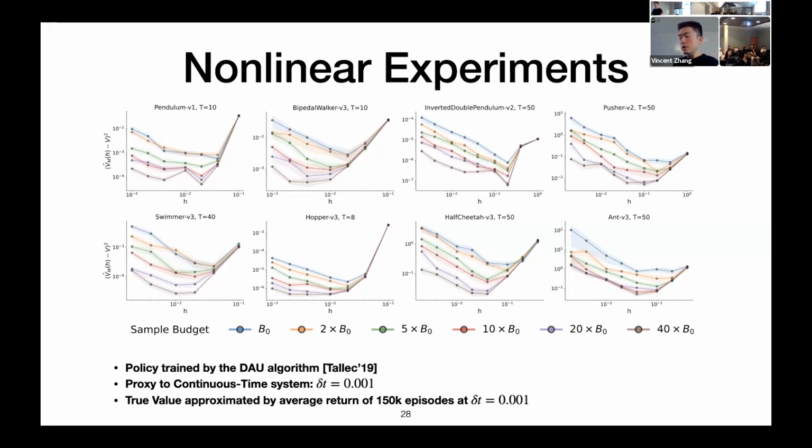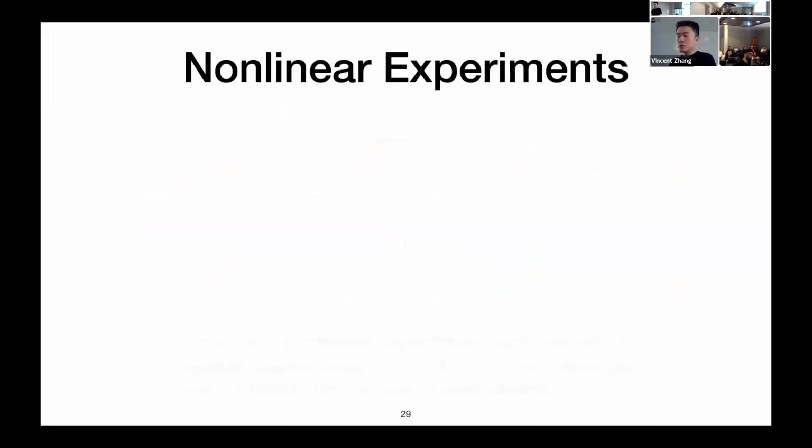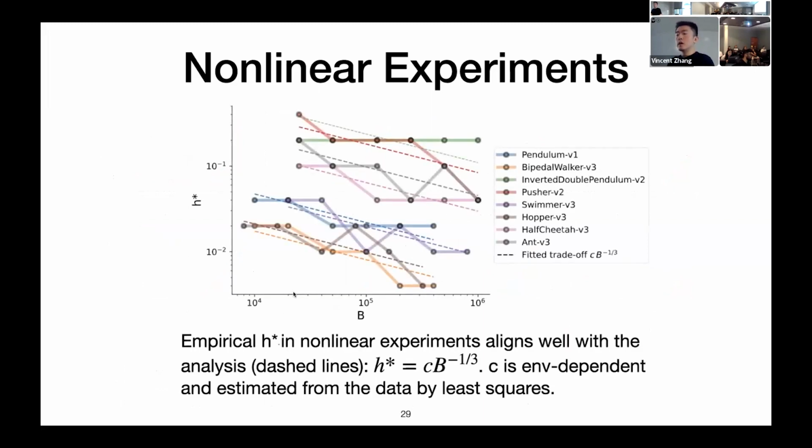And then we want to understand the H star dependence on B, and so that's why we make it larger. From there, we can extract a second plot, which is the dependence of H star that we observe as a function of the data budget B. Now, this is to understand how well the relation we found in the analysis aligns with the nonlinear setting.